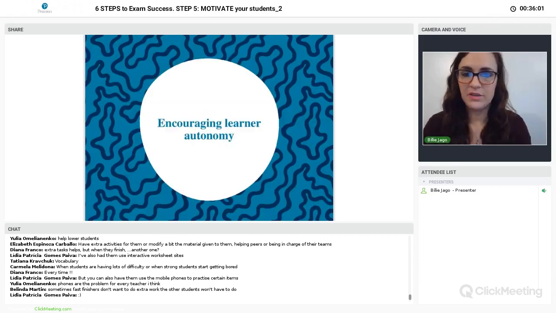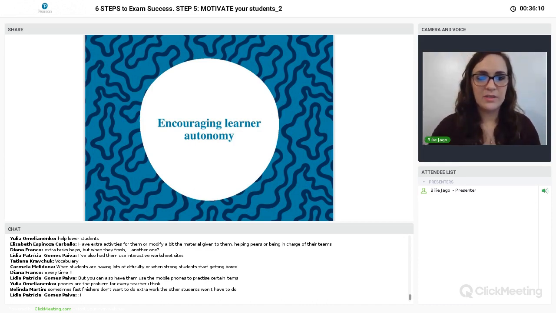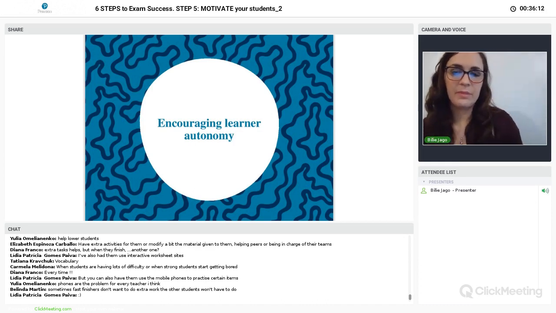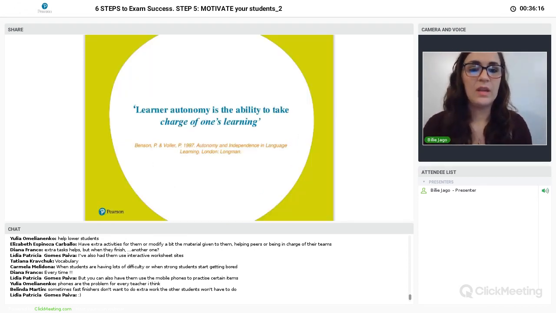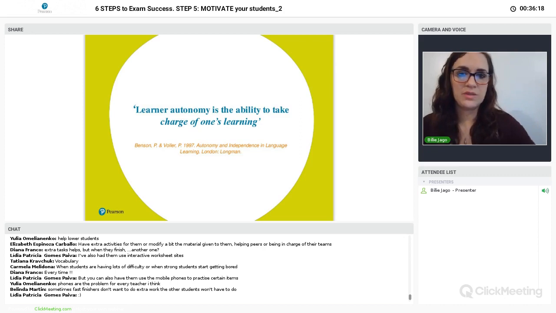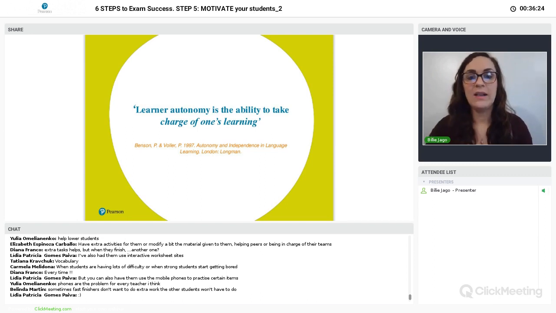So moving on to encouraging learner autonomy. We just spoke a moment ago about student-centered learning environments. But in relation to this, we also need to encourage learner autonomy as well. So learner autonomy, which was first coined in 1981, allows students to reflect on their experiences to create their own meanings and to challenge ideas and theories.